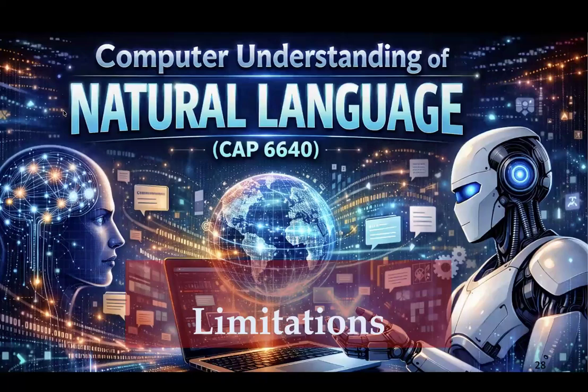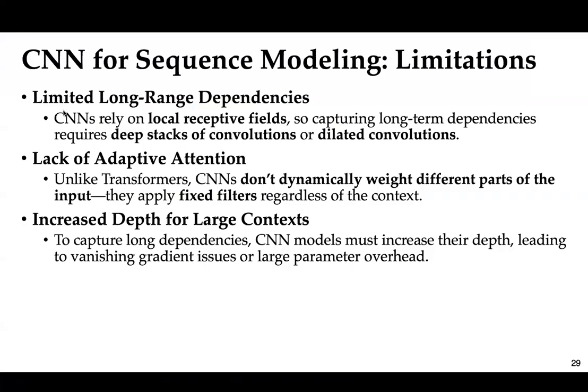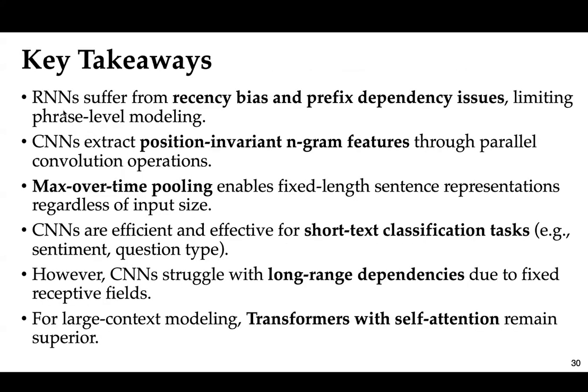And so what are the limitations of this one? There are multiple things I threw under the bus, right? So limited long-range dependency. We mentioned that earlier. Whether this is good or bad, we do not know. It depends on the application. Lack of adaptive attention. Unlike transformers, CNNs do not automatically weigh different parts of the input, and there is increased depth for large context. Make sense? We'll talk about very deep CNNs later, and we'll tell you how we can solve some of those problems.